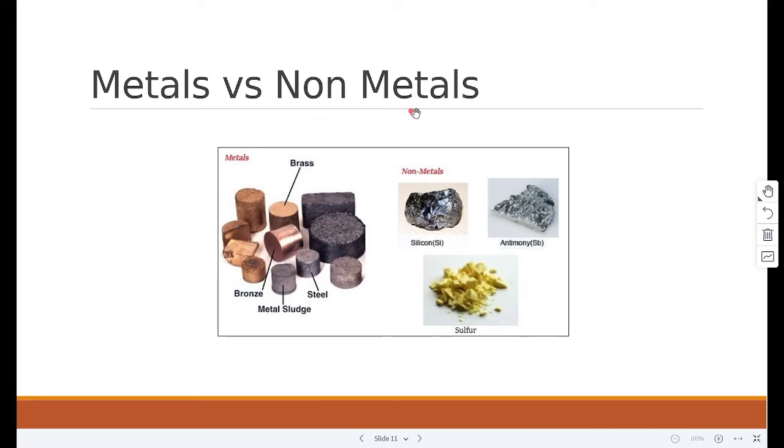Metals versus non-metals. So these are metals: bronze, steel, and brass, and these are some of the non-metals: silicon and sulfur. Metals can conduct heat and electricity, while non-metals cannot conduct heat and electricity. Non-metals are brittle and delicate, and they can be easily broken up, while metals are malleable and ductile, and they can be hammered and pulled into different shapes.